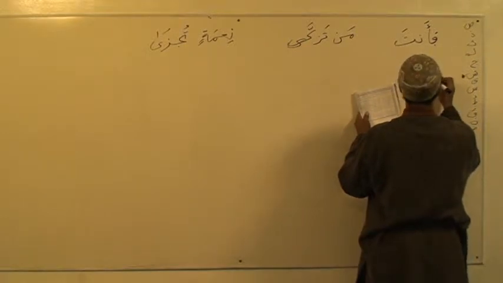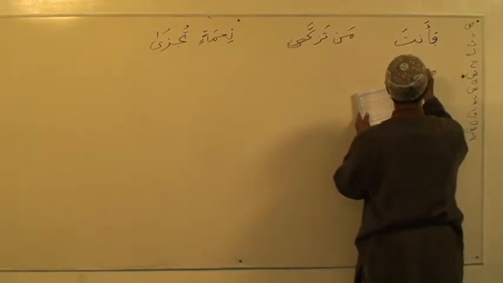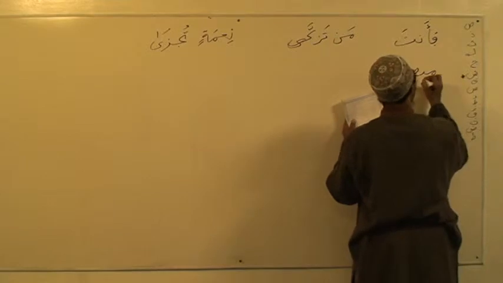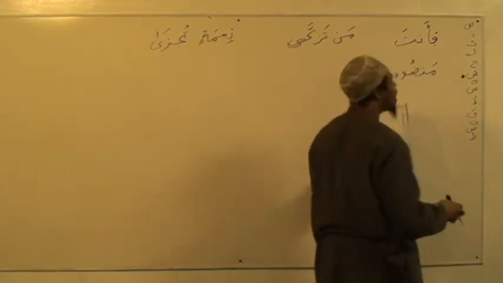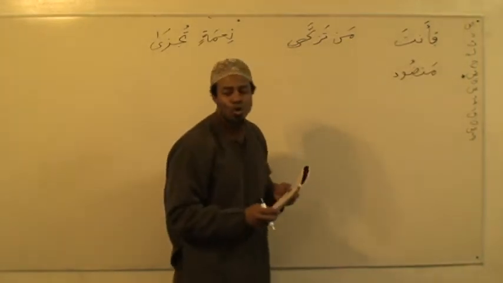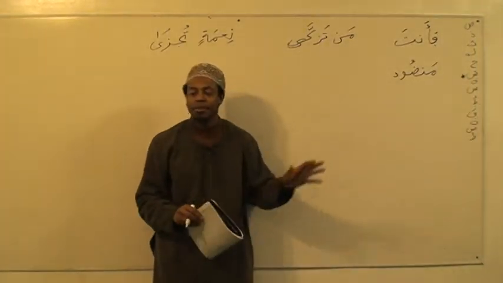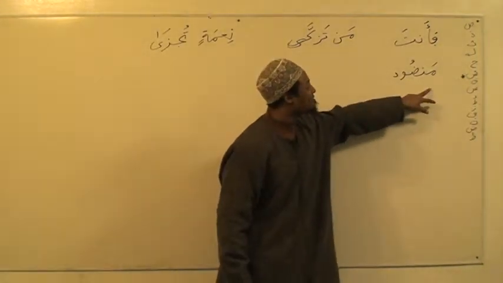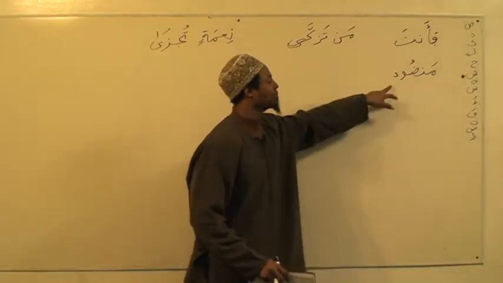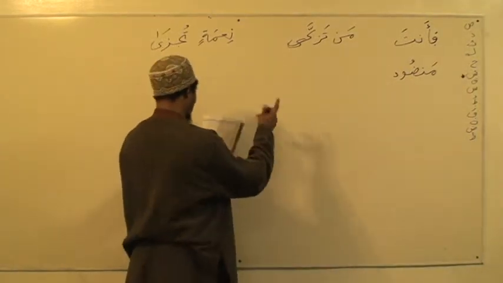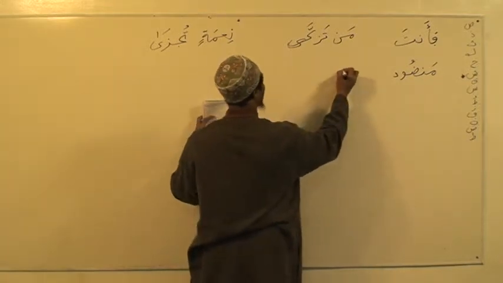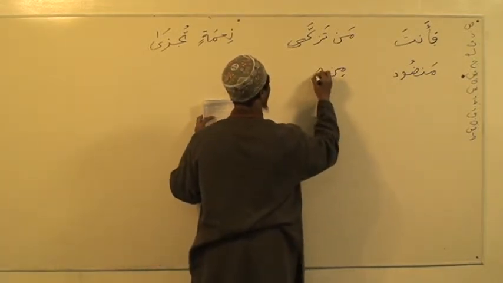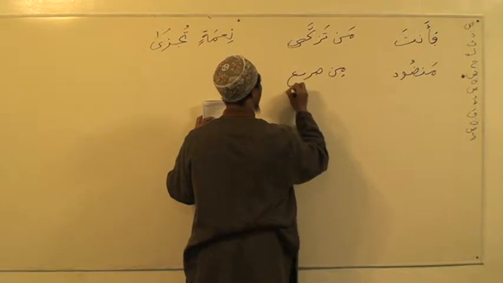The next one is ضاد: مندود, وطلح مندود. The noon comes right before the dad. The other one is min dari'.